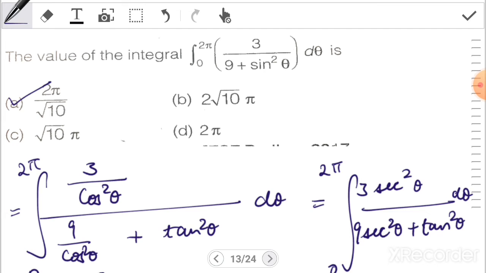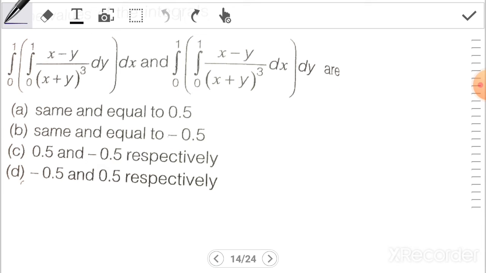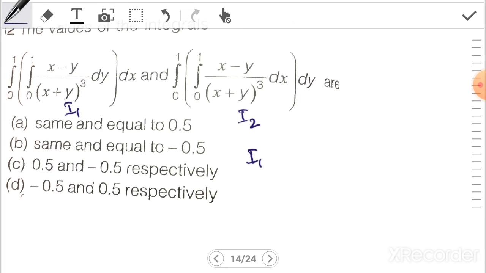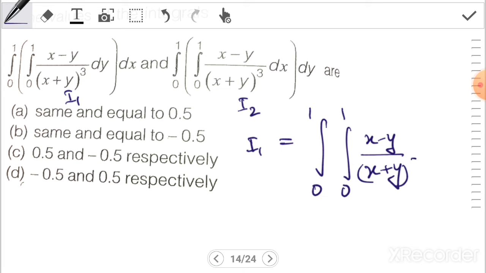Now let us go to the next problem. The values of integrals are. Okay. So let us solve first. Let us evaluate this integral. So if this is I1 and this is I2. Okay. So let us solve I1 first. So I1 is equal to 0 to 1, 0 to 1 x minus y, x plus y whole cube dy dx.